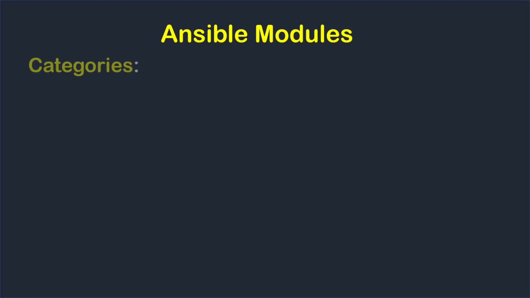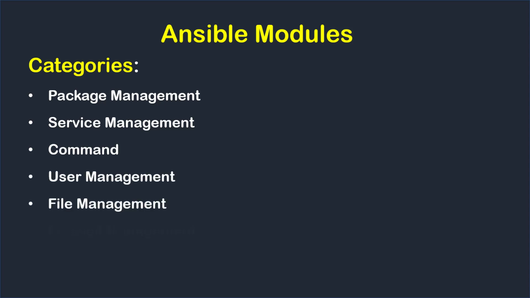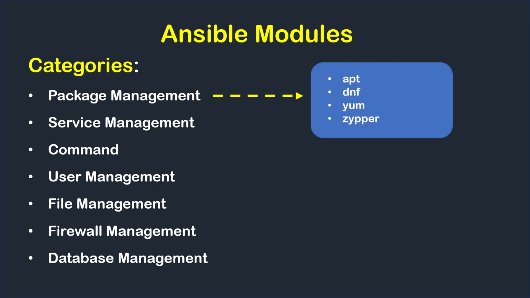Now, there are various categories of modules in Ansible. We have package management modules, service management modules, command modules, user management, file management, firewall management, and database management. So for package management, we have apt for Debian systems, we have DNF for Red Hat systems, we have YUM for older Red Hat systems, and Zypper for OpenSUSE.